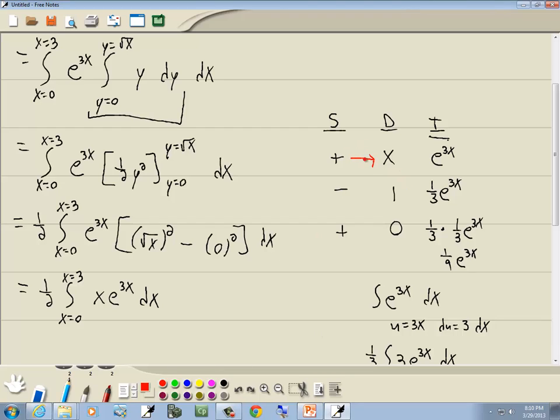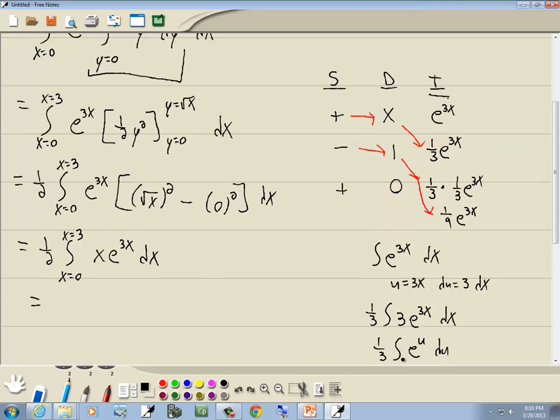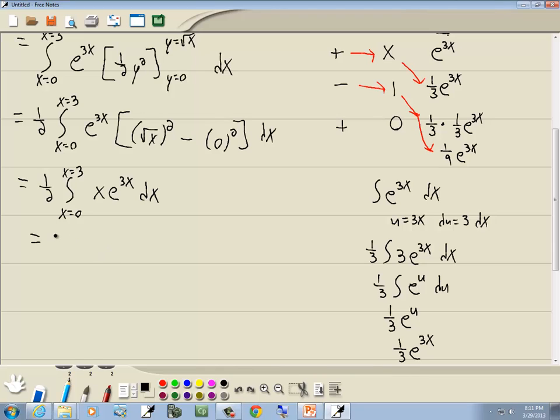Again, with the integration by parts, we'll go across like that, and then go down, and then we'll go across like this, and go down. All the way down to here. So this becomes 1/2 stays out in front. If I go across, I got plus x times 1/3 e to the 3x. So that gives me 1/3 x e to the 3x. Minus 1 times 1/9. So that gives me a negative 1/9 e to the 3x. From x equals 0 to x equals 3.